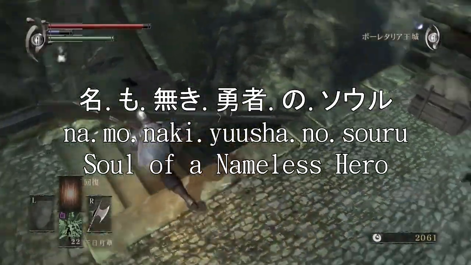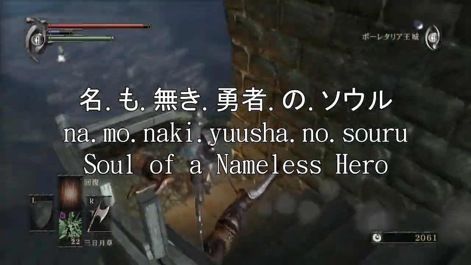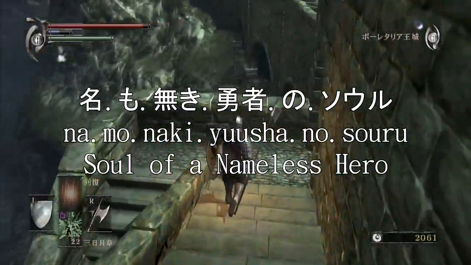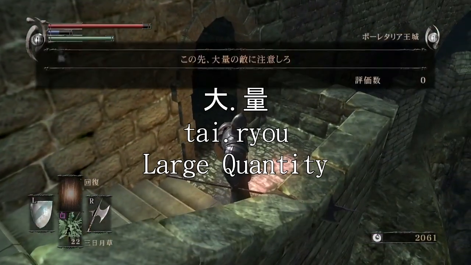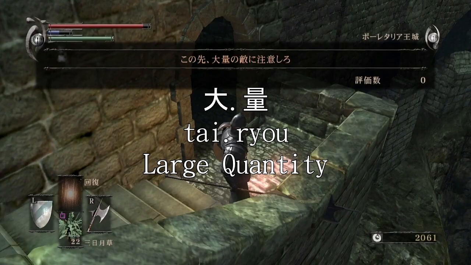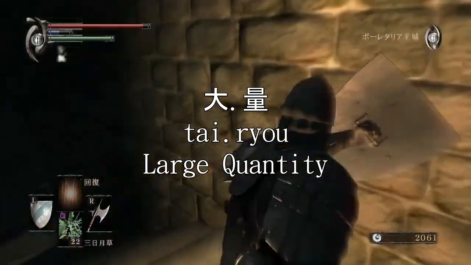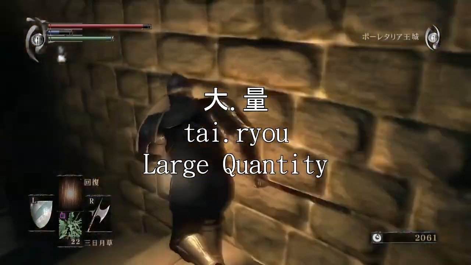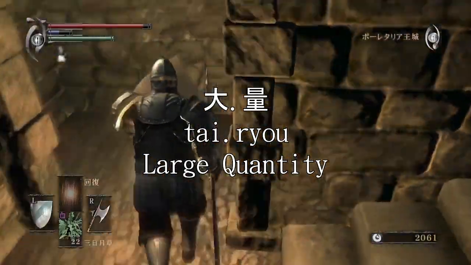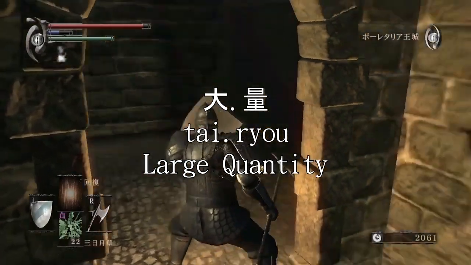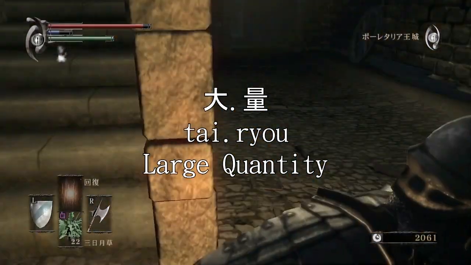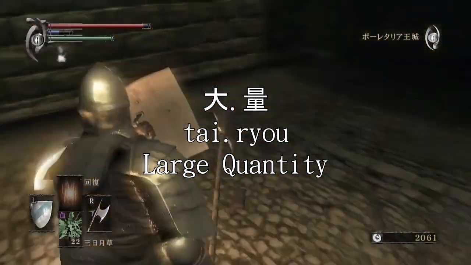Namonaki Yusha no Soru, soul of a nameless hero. Tairyo, large quantity. This one's easy enough. Large plus quantity makes large quantity. The character for quantity has sun on the top, then just an ordinary horizontal line, and then village underneath it.